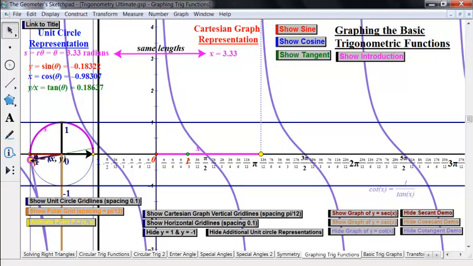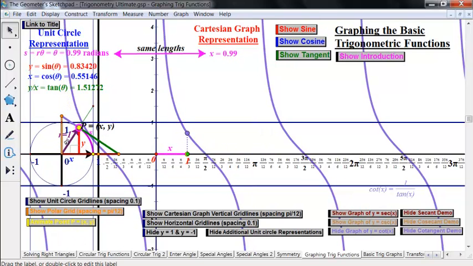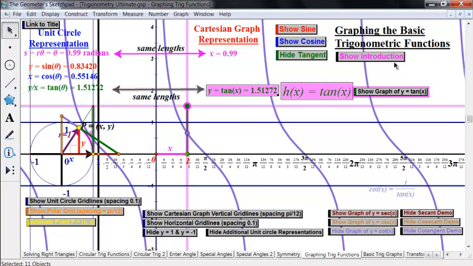As we continue to go around, now we're back up in the positives, and we just repeat the same thing over and over and over again. And it repeats every half circle, so the period of this function is actually pi. Now let's see how that compares to tangent.